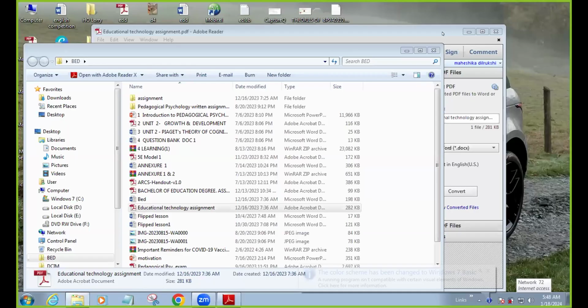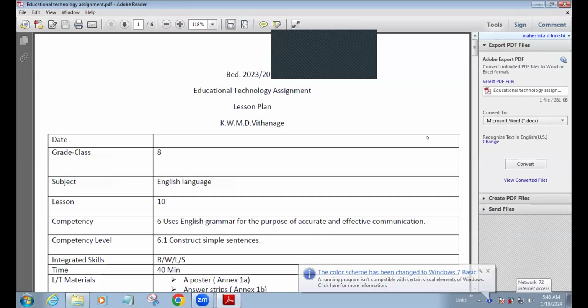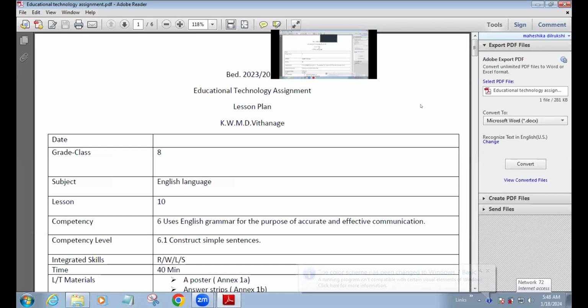May I, ma'am? Is this Vidani? KWMD Vidani. Vidanage? Okay, what's your first name? Maheshika. Okay, Maheshi Vidanage. You can actually start. Okay, ma'am. Ma'am, can you see? Yeah, I can see. Shall I start, ma'am? Yes, please.